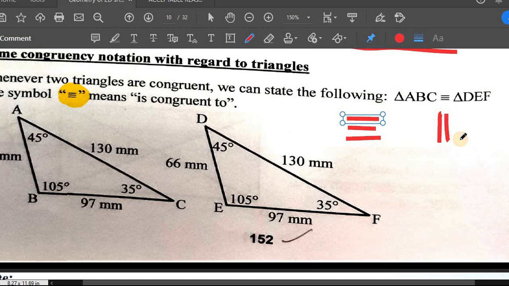Similar will go the opposite way. This is similar, this is congruent. That's how I remember it. You can make whatever way you find easiest to remember it, right?